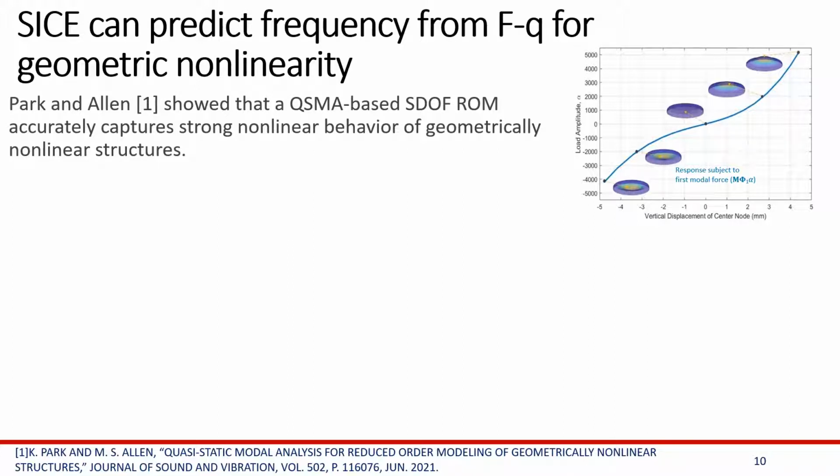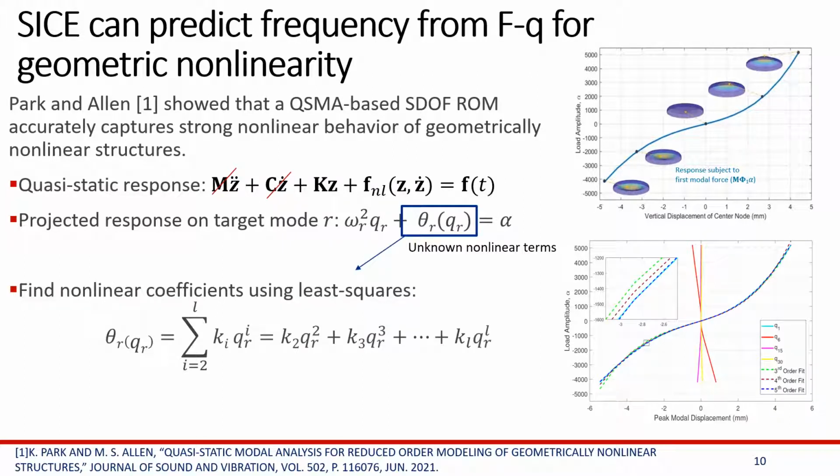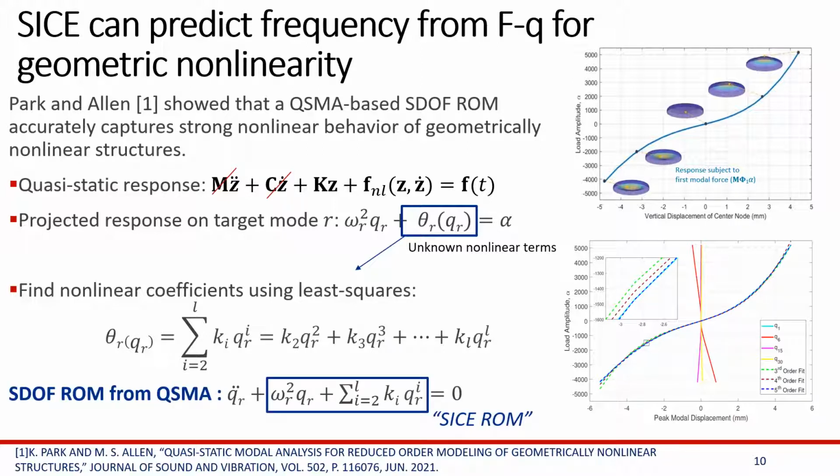Geometric nonlinearity affects the stiffness of the structure, and Park and Allen showed that a QSMA-based STOF ROM can accurately capture the strongly nonlinear behavior that is observed due to geometric nonlinearity. So a quasi-static response is obtained using the finite element simulation, and then using this method we can fit a polynomial stiffness term to the curve with the help of least squares. The resulting STOF ROM is dubbed the SICE ROM.